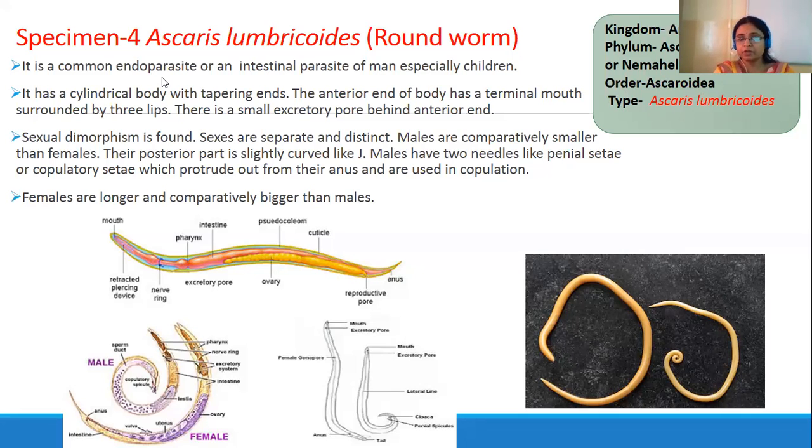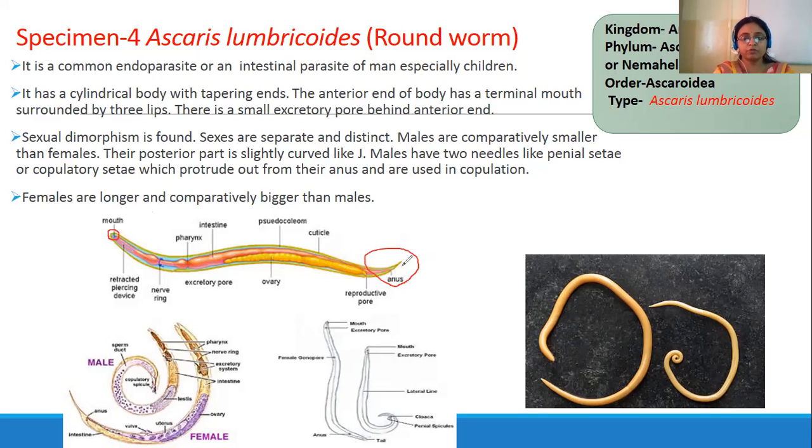Fine. Again, it's an endoparasite. It is an intestinal parasite which lives in the intestine of humans, especially children. Fine. So this is the structure of this Ascaris. It has a cylindrical, worm-like body with tapering ends. Both the ends are tapering, sharp. This is the anterior end. At the anterior end, the mouth is situated, and at the posterior end, the anus is situated.